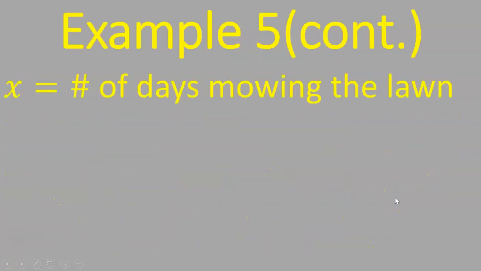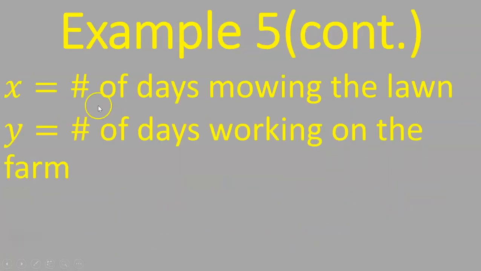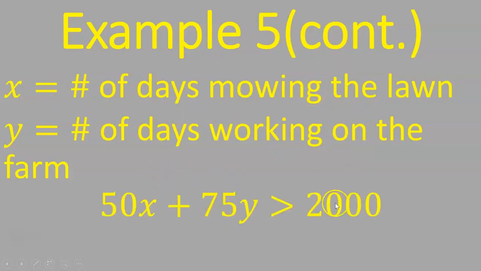So an inequality for that would be, well, first let's label. X would be the number of days mowing the lawn, Y would be the number of days working on the farm. This would be your inequality. 50X is the amount of money you make working X days mowing lawns. 75Y is the amount of money you make working Y days on the farm. Together, you want more than 2,000. You don't want exactly 2,000. You want more than. So here's our inequality.